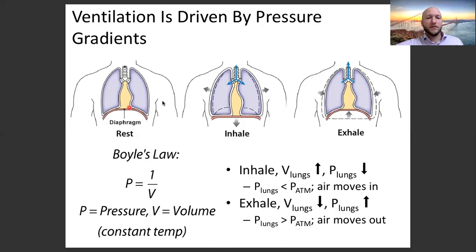So, inhale: contract diaphragm, increase volume, decrease pressure. Things flow from high pressure to low pressure. Air moves into our lungs. Exhale: relax the diaphragm, passive, decreases volume, which increases pressure. Things flow from high pressure to low pressure. Air moves out of our lungs into the atmosphere.